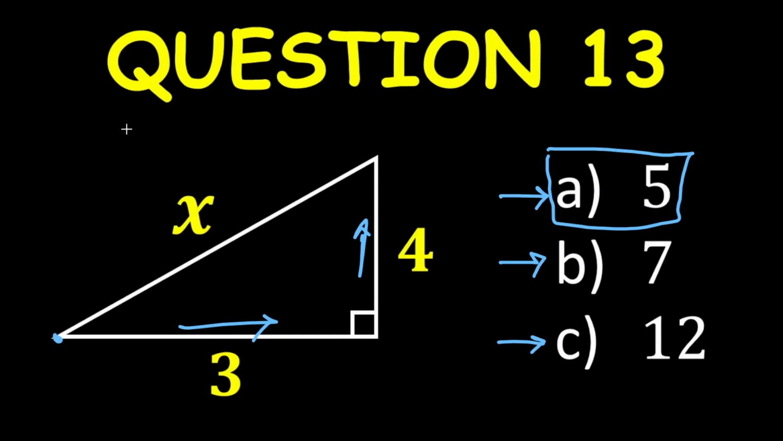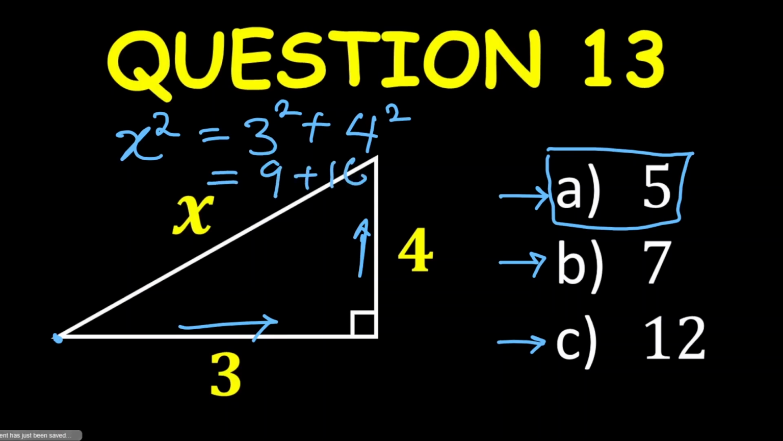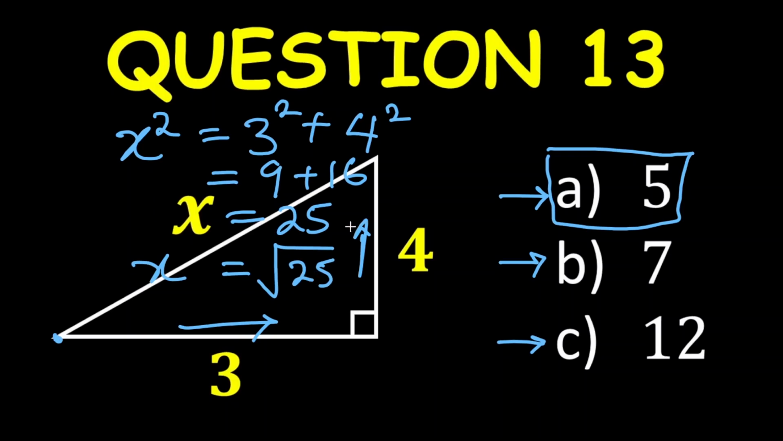So x squared is going to equal the sum of the squares of the adjacent sides, which is 3 squared plus 4 squared. So this is 3 squared, 9, plus 4 squared, 16. This adds up to give us 25. Remember, this is x squared. So how do we find x? We take the square root of 25. So x is going to be the square root of 25, in this case 5. So that is why the answer is 5.